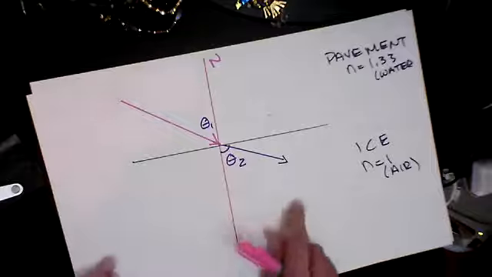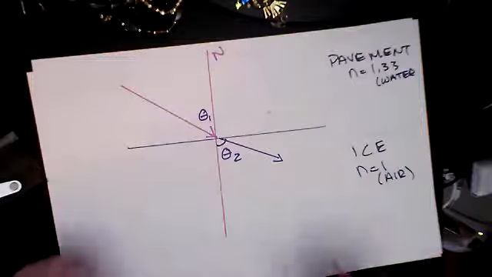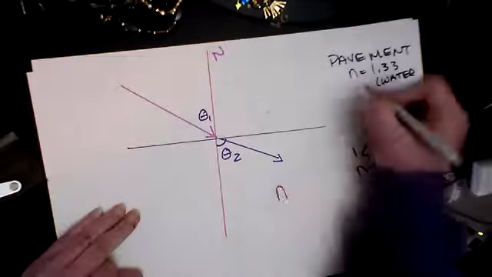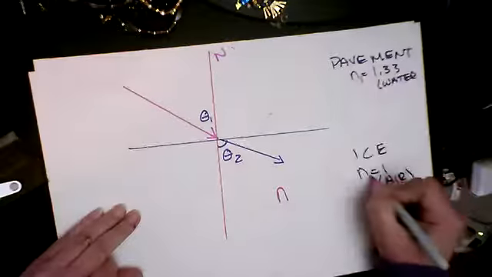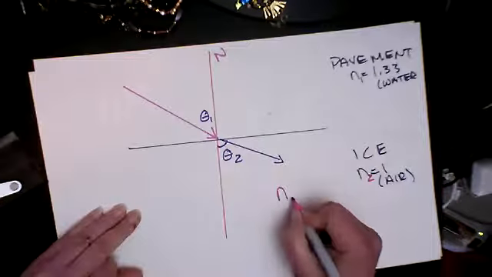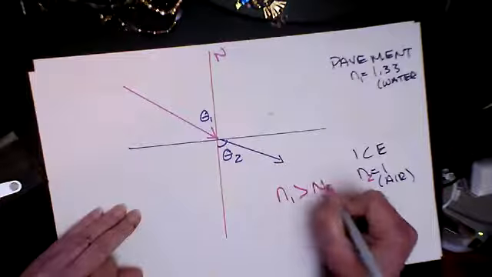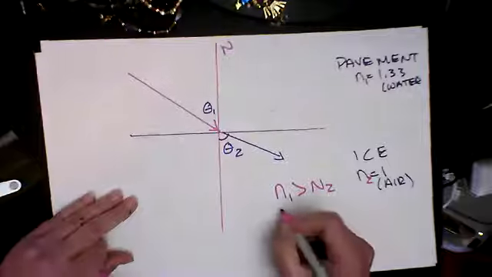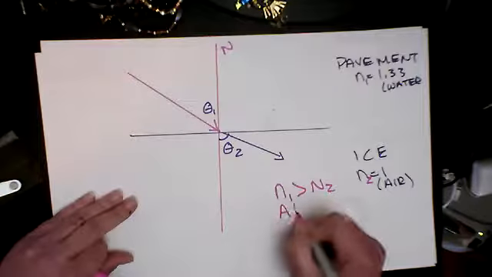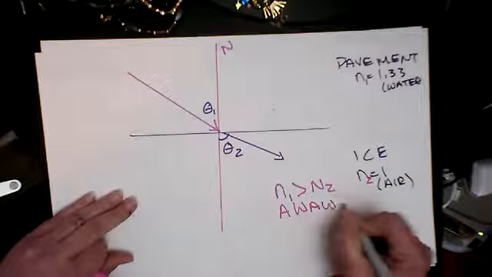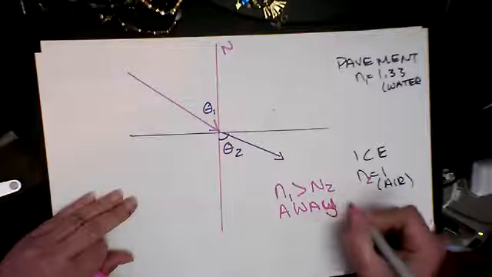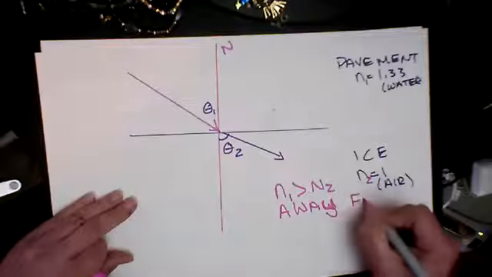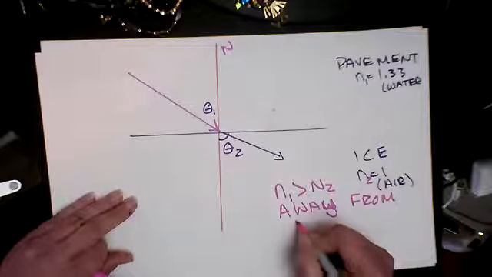So let's see, what does this say? This says when n1, just label that, n1 is greater than n2, then I am going to bend away from the normal. Away, with a Y, not a W, away from the normal. There you go.